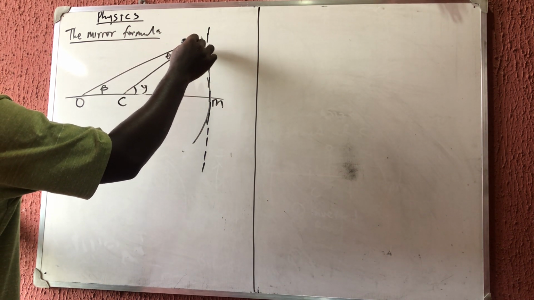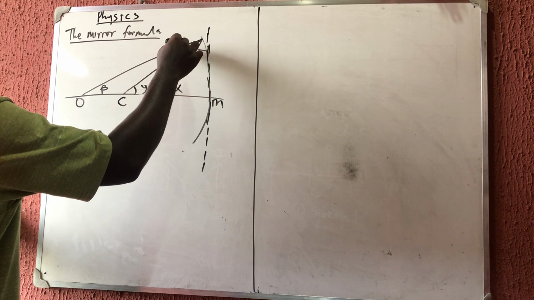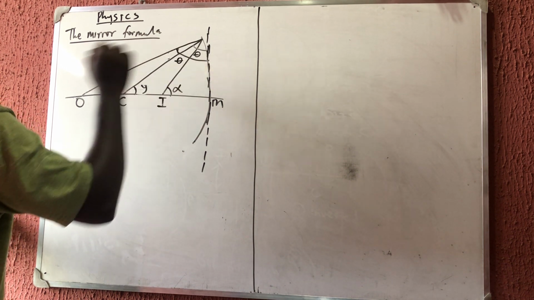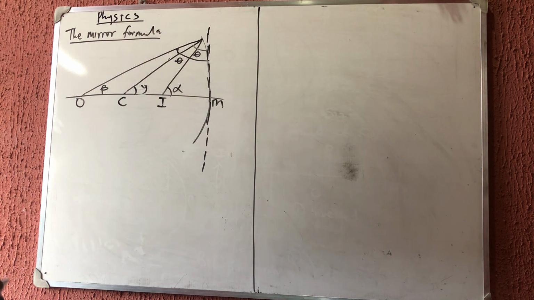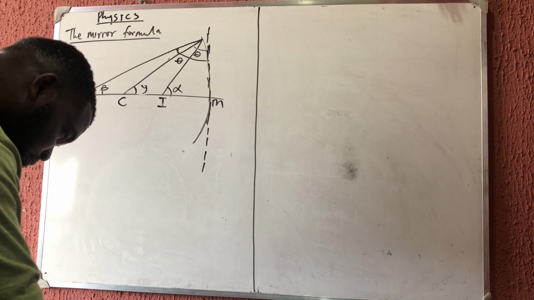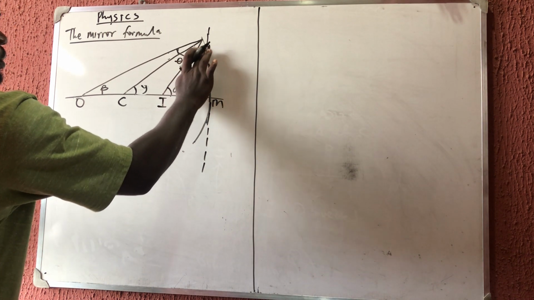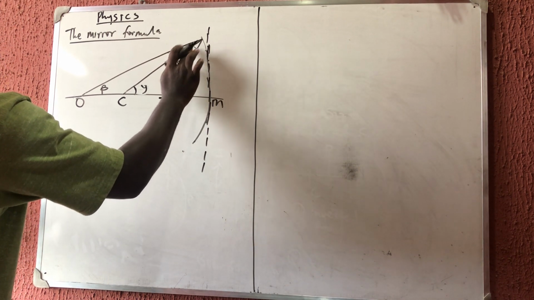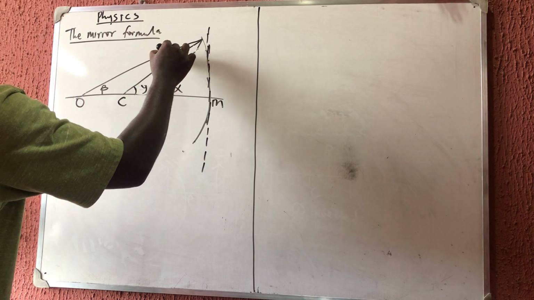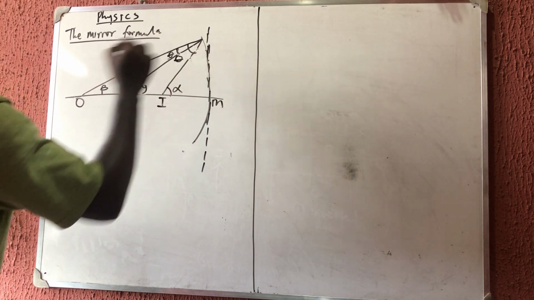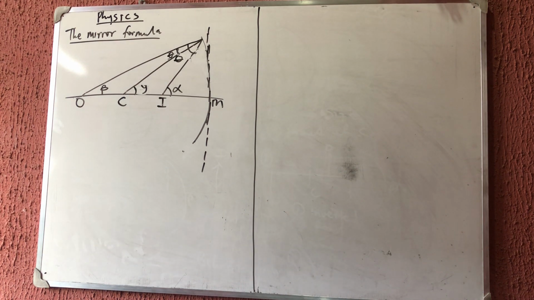So from here to here is theta, and from here to here again is another theta. They said that here is theta, and then from here to here is theta again.